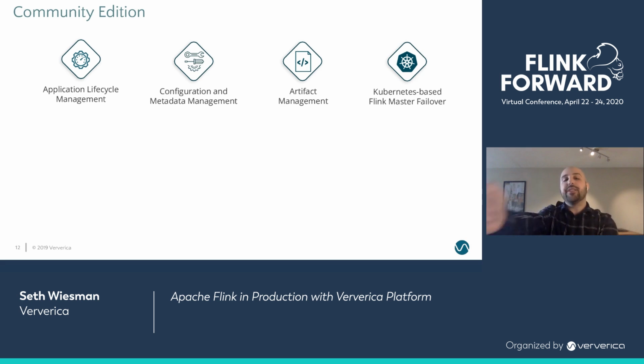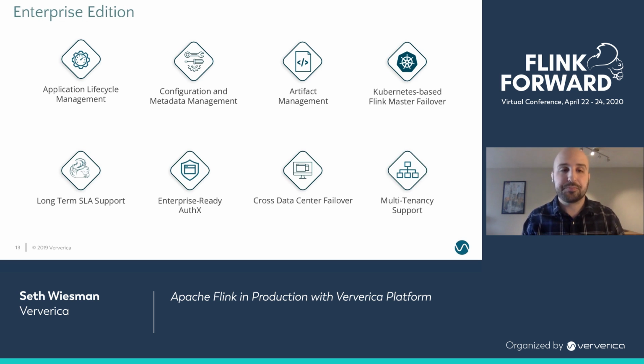So as it sits today, yes, I can talk about the fourth feature in just a moment. As it sits today, the Community Edition gives you access to all of the operational features within Ververica platform. So application management lifecycle, configuration and metadata management, artifact management, and Kubernetes-based Flink failover. The Enterprise Edition gives you all of that along with long-term SLA support, enterprise-ready authentication and authorization, so we can have users with permissions, we can have API tokens, etc.